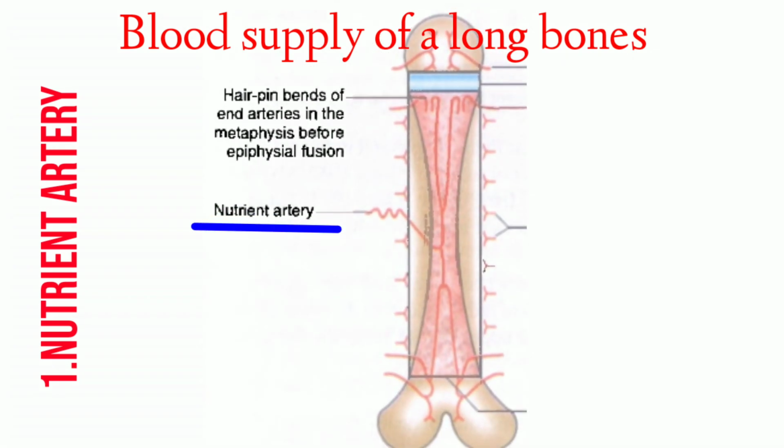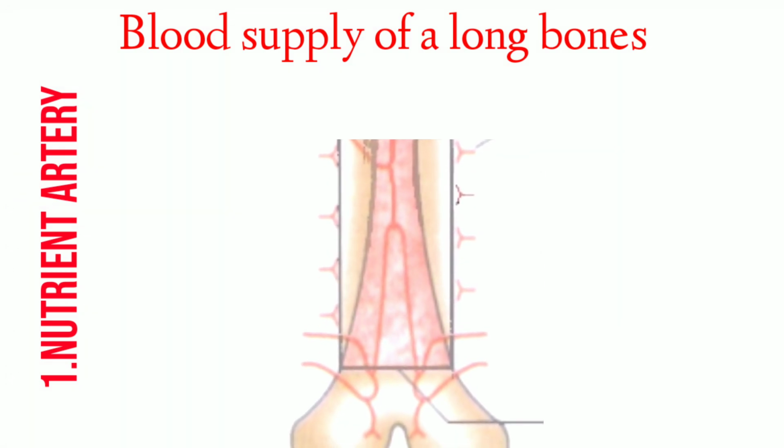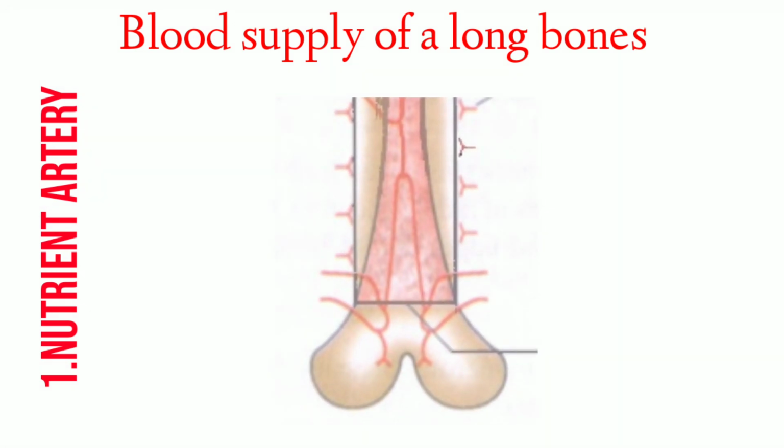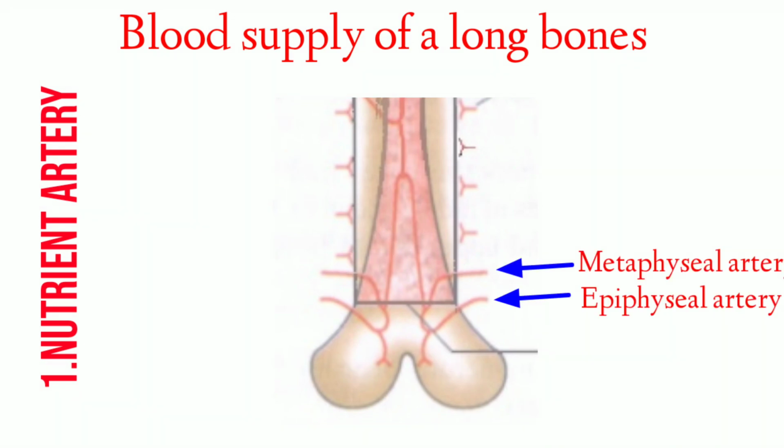First one is the nutrient artery. This artery will enter through the shaft of a long bone in an oblique direction. It crosses the cortex and enters the medullary cavity. There it divides into ascending and descending branches. These branches will divide into a number of small parallel arteries which end in the metaphysis. The nutrient artery ends in the metaphysis by anastomosing with other arteries like the epiphyseal artery, metaphyseal artery and periosteal artery.